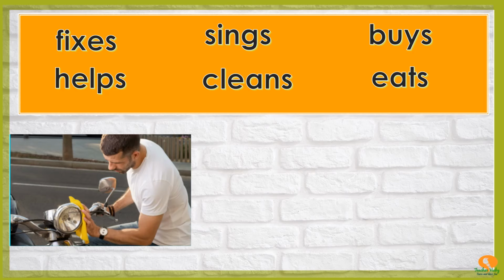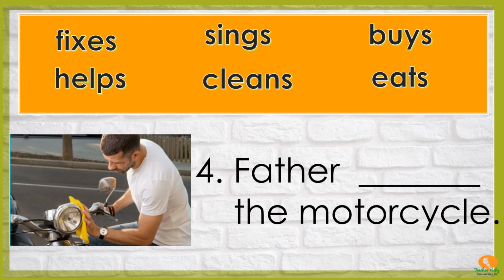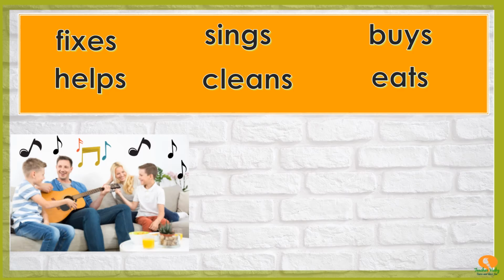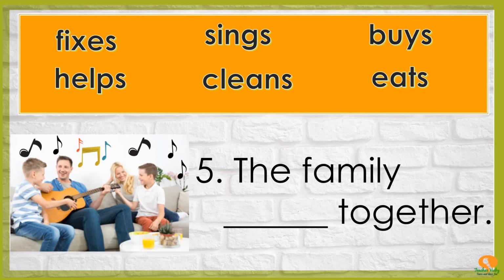Fourth sentence, father blank the motorcycle. Look at the picture to know the correct action word. What is the right action word? Very good. Cleans. Father cleans the motorcycle. The last sentence, the family blank together. What is the correct action word? That's right. Sings. The family sings together.